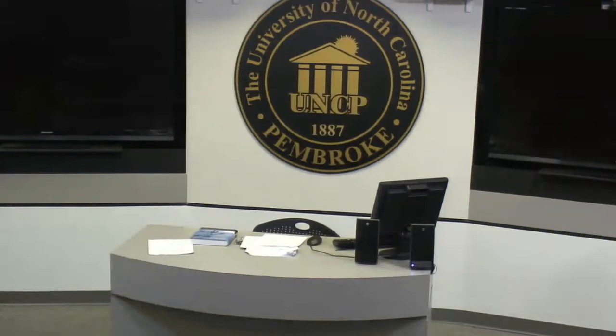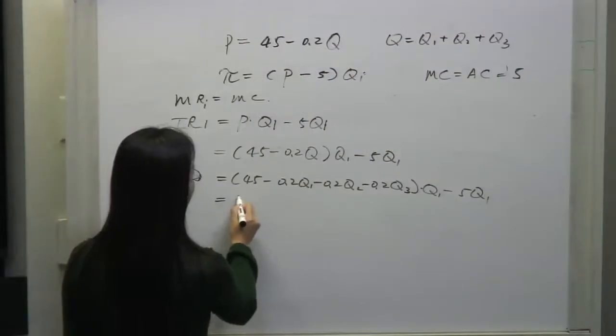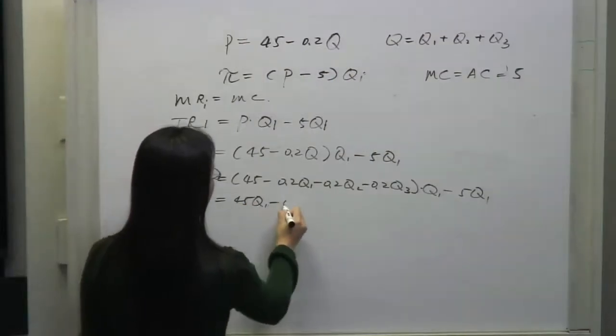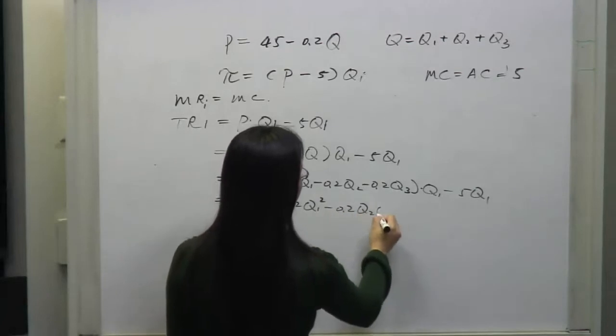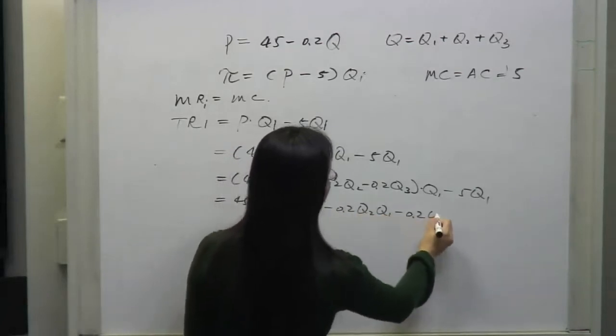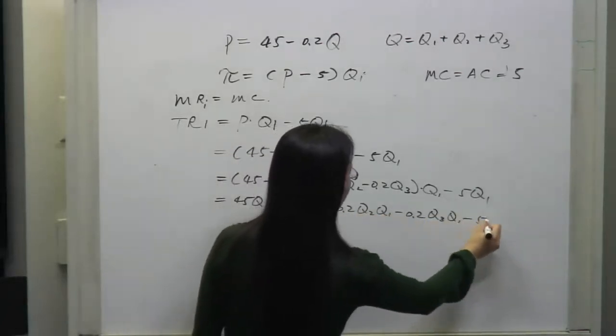Okay. So next step, you open the bracket here, then you have 45Q1 minus 0.2Q1 squared minus 0.2Q2Q1 minus 0.2Q3Q1 minus 5Q1.